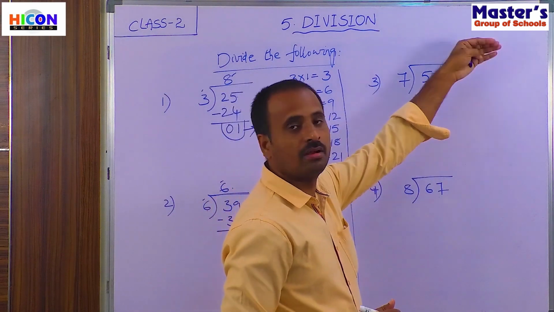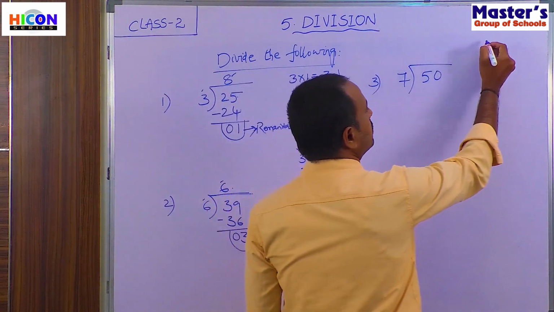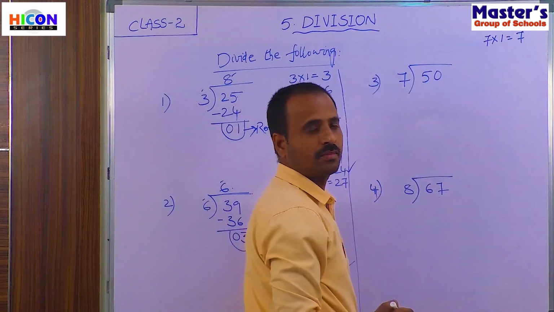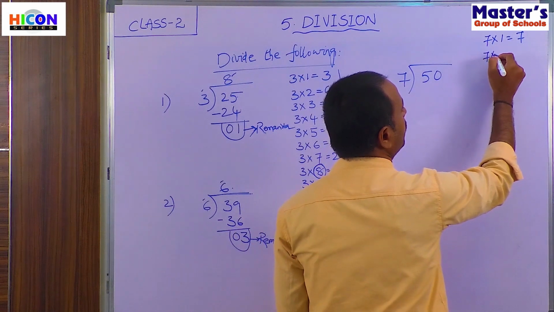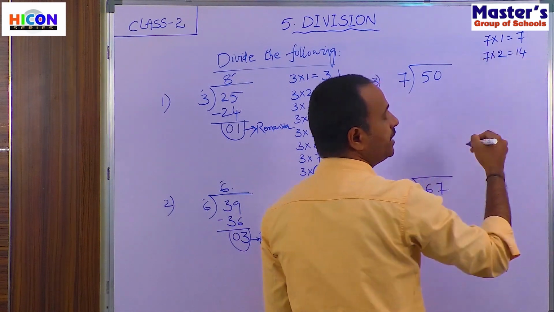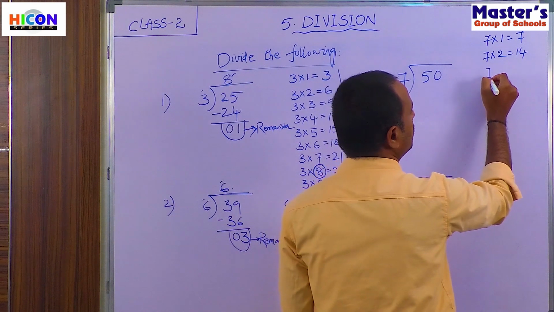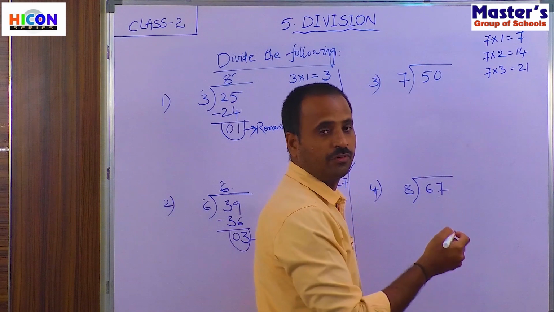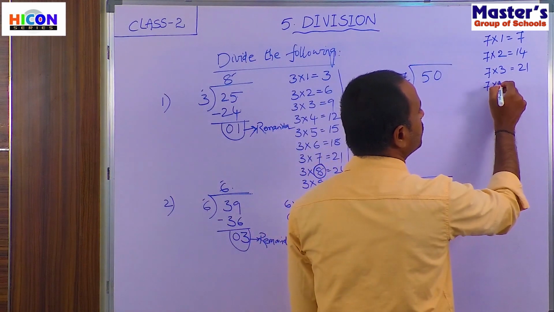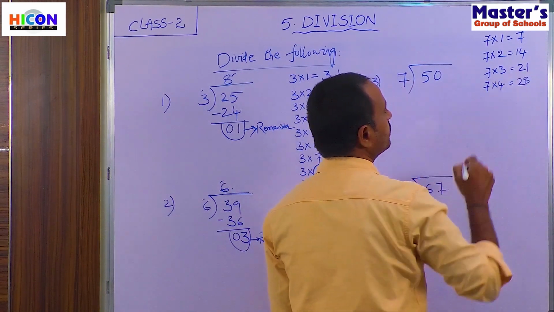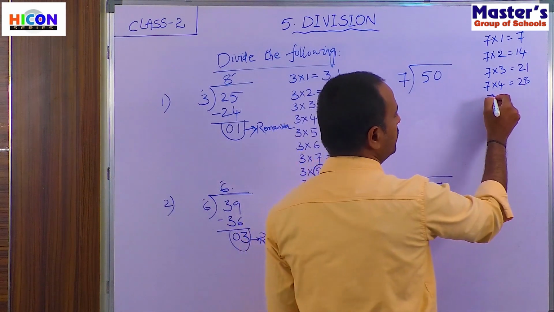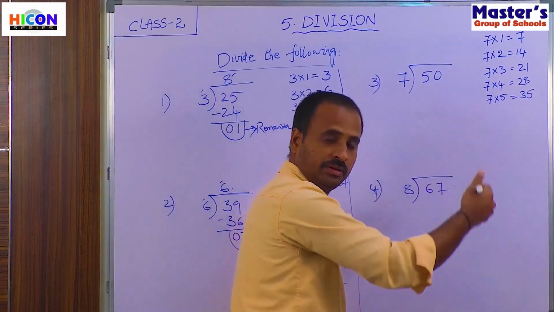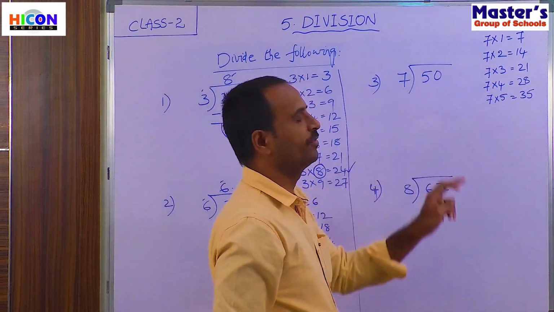So let us recall the 7th table. It is 7 ones or 7, and take 2 times. 7 twos or 14, and now take 3 times. So 7 threes or 21, and take 4 times. 7 fours or 28. So now take 5 times. So 7 fives or 35. So continue writing this table until you get the number 50.